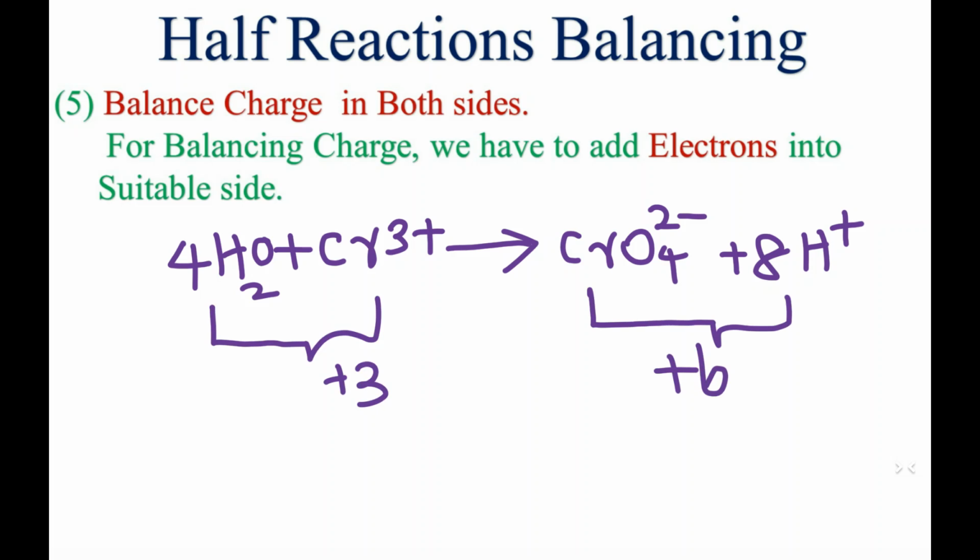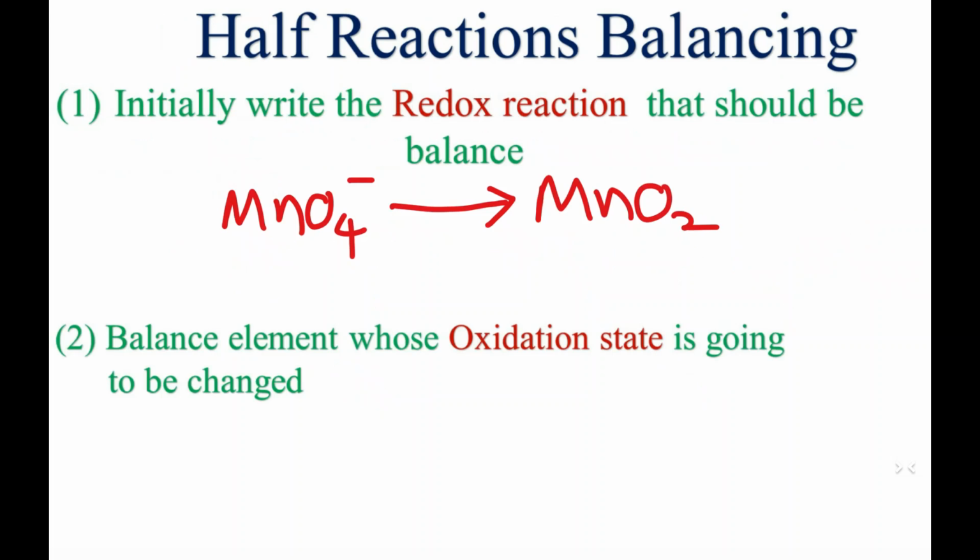So we have to add 3 electrons into the right side to balance the charge. In the base medium, MnO4 minus becomes MnO2. When we consider the color changes, MnO4 minus is purple and MnO2 is a brown precipitate. So the oxidation state of manganese is going to change, but manganese is already balanced on both sides.